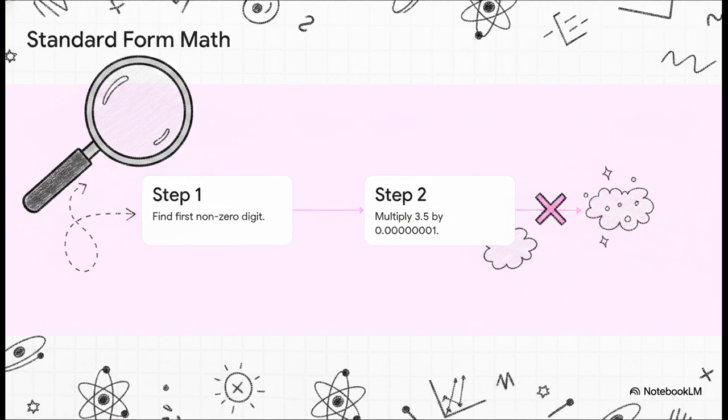Step 1, look at the groups of digits. Reading from left to right, you want to find the very first digit that is non-zero. That's our 3. The decimal point goes right after this digit, giving us 3.5. Step 2, work out the decimal number you need to multiply 3.5 by to equal the original microscopic number. That gives us 3.5 multiplied by 0.000000001.